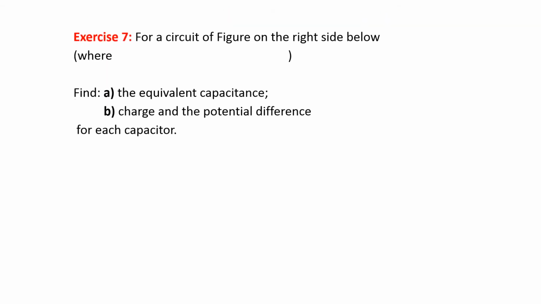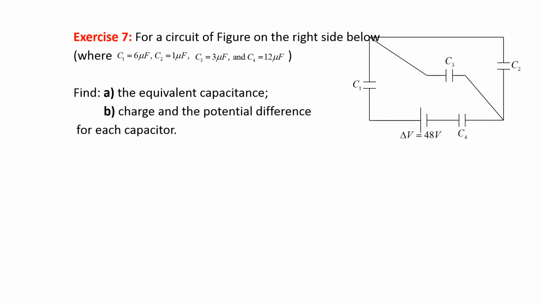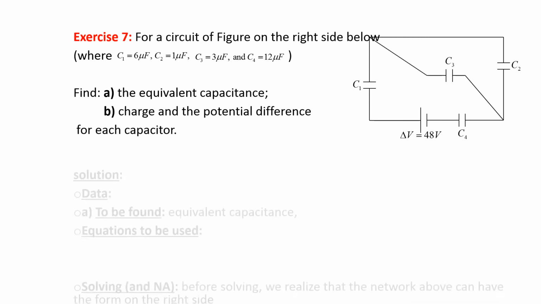And question number 7. For the circuit in the figure on the right side below, where capacitance C1 equals 6 microfarad, capacitance C2 equals 1 microfarad, capacitance C3 equals 3 microfarad, and capacitance C4 equals 12 microfarad, as shown in this diagram. We are asked to determine the equivalent capacitance, and the charge and potential difference across each capacitor.